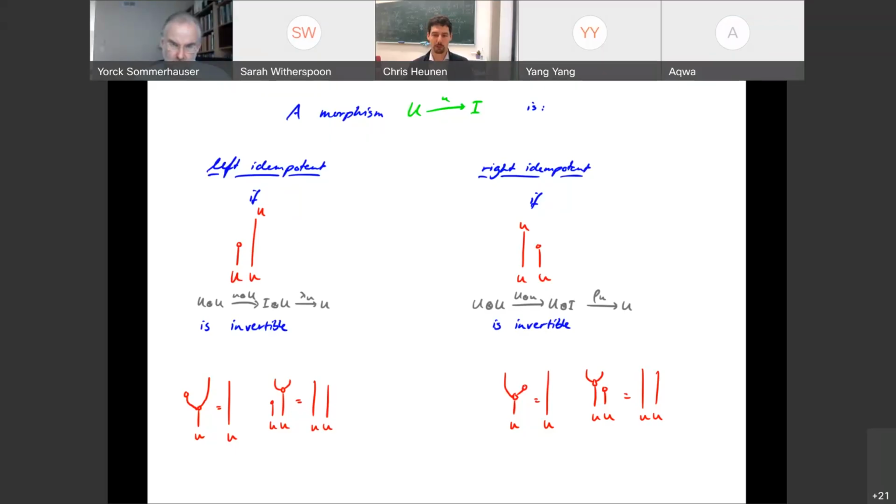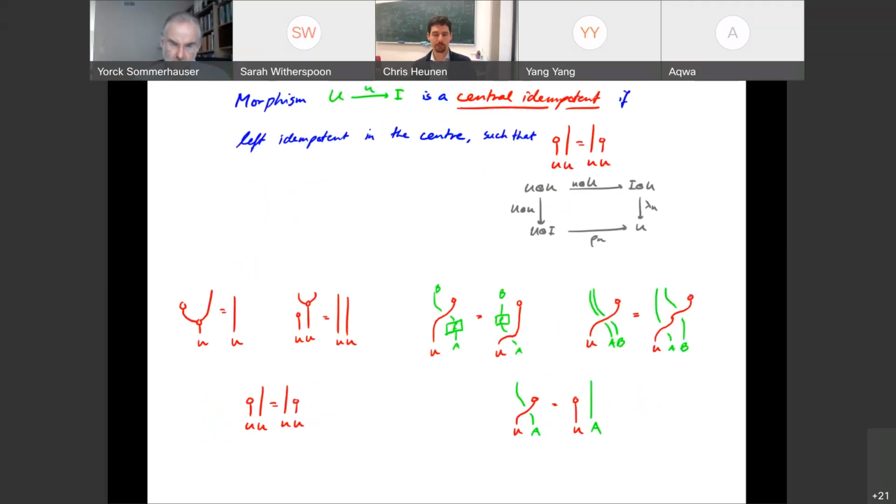So we'll call a morphism right idempotent if I start at u tensor u, I forget the right copy, I do nothing to the left one, and that is invertible. Okay, so these are 2 notions of a morphism into the tensor unit being idempotent, left and right, and they're separate for now. Now I'm going to connect them. This is the definition of a central idempotent. So a morphism into the tensor unit is central idempotent if a couple of things happen.